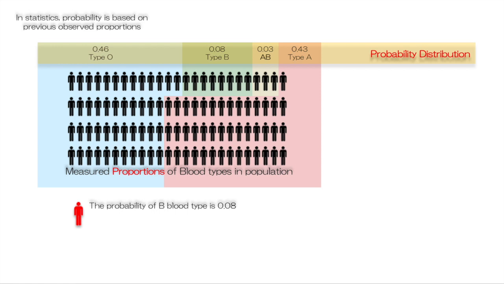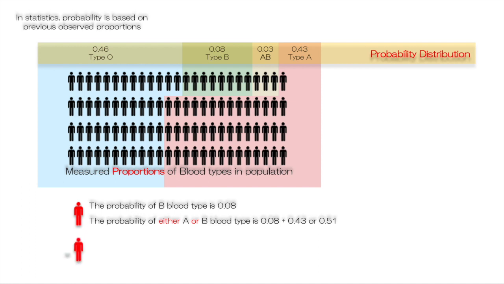And if we want to see the probability of his blood type being B or A, then we can add the probabilities together, and in this case 0.43 plus 0.08 will be 0.51. So we can say the probability of his blood type being either A or B is 0.51 or 51%.